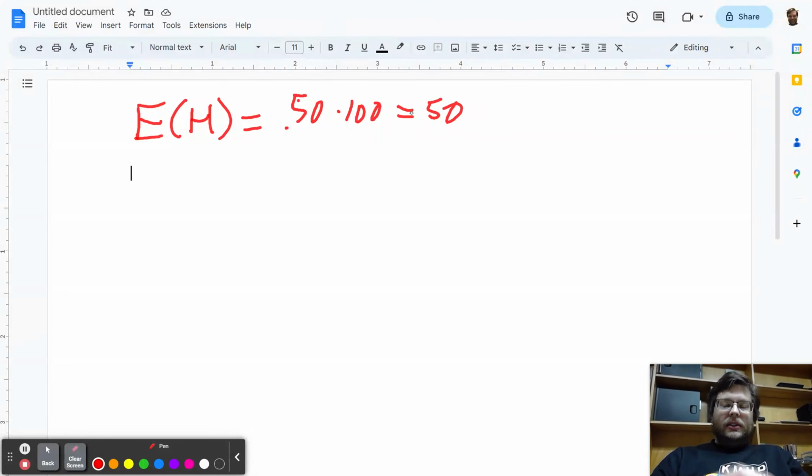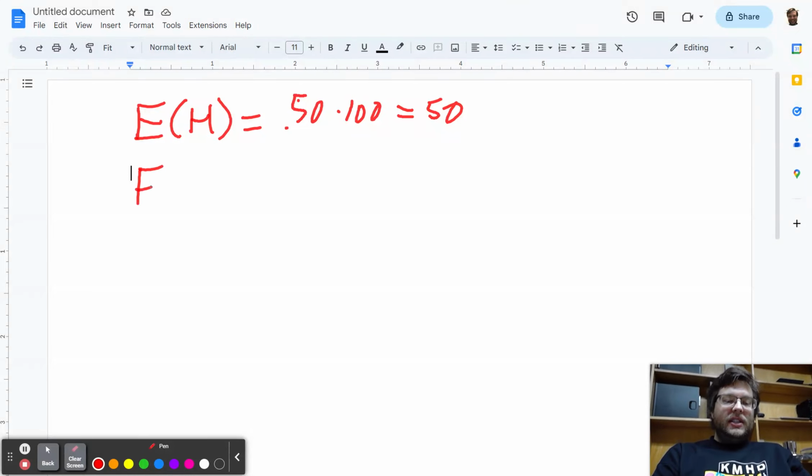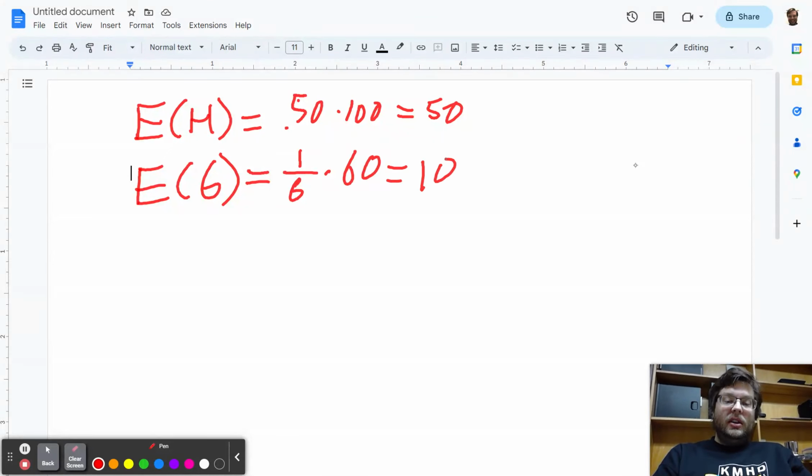And that makes sense. Let's say that you were rolling a die 60 times and you wanted to know the expected number of sixes that you're going to get. Well, you're going to say, okay, a sixth of the numbers are a six, and I rolled it 60 times, so you're thinking 10.